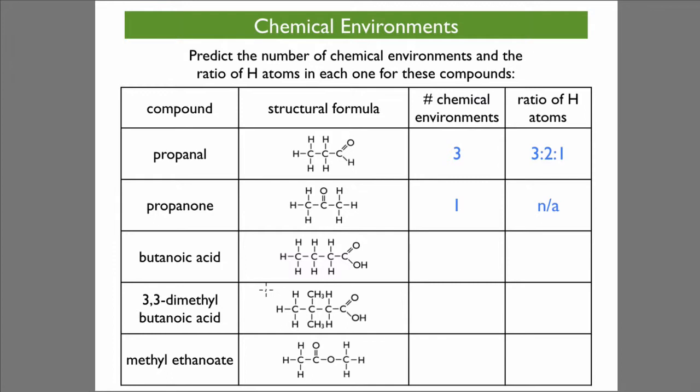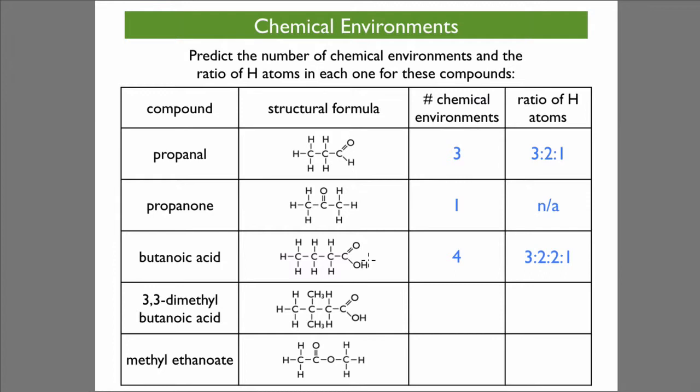Butanoic acid, we've got this methyl group at the end, we've got CH2 here, another CH2 here, slightly closer to this carbon on the carboxylic acid group, and we've got this hydrogen bonded directly to the oxygen. So we've got 1, 2, 3, 4 different chemical environments, and in ratio would be 3, 2, 2, 1.